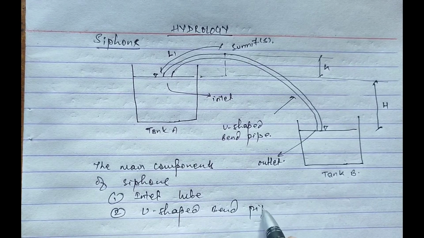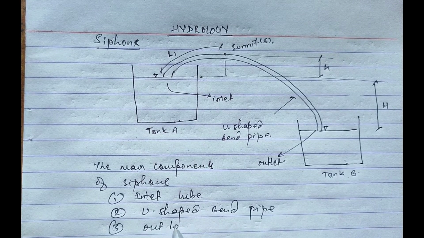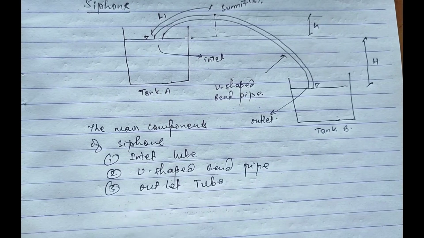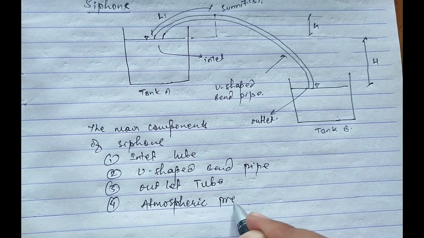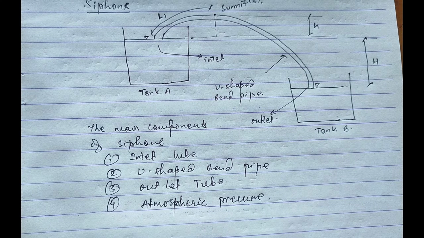and the outlet point on the next reservoir, as well as the atmospheric pressure and principles. So inlet tube, the part of the siphon that carries the liquid from higher elevation to the lower elevation. It is usually dipped into the liquid source. And U-shaped pipe, the tube dips into the liquid and rises again, creating a U-shaped bend. These bends allow the liquid to flow over an obstacle or elevation and begin the siphoning process.